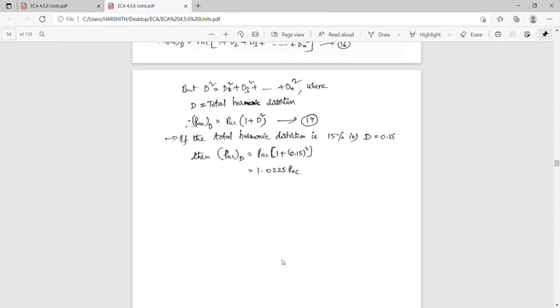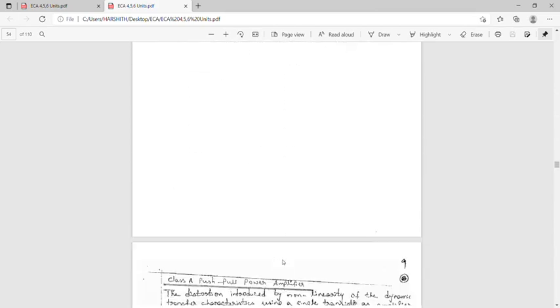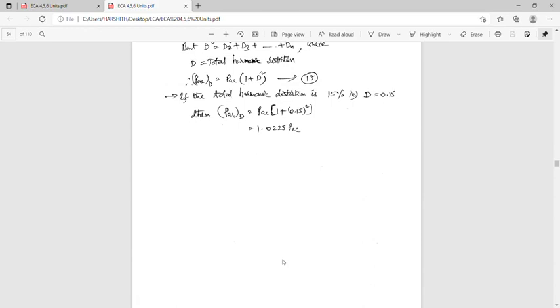So this is the class A power amplifier, in transformer coupled and direct coupled form. In the next class we will discuss class A push pull power amplifiers.